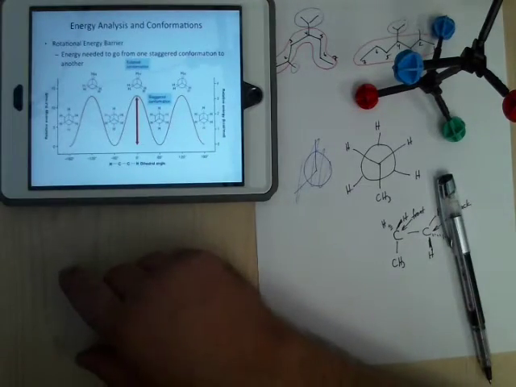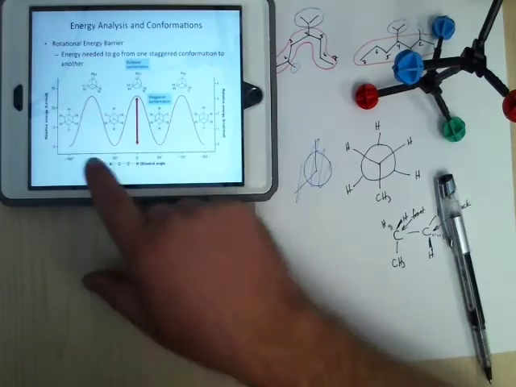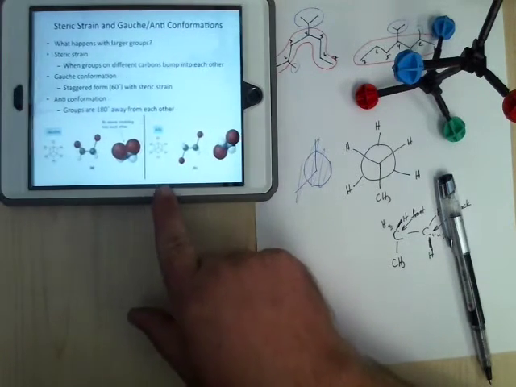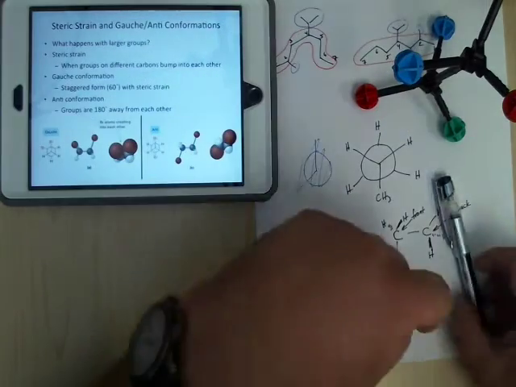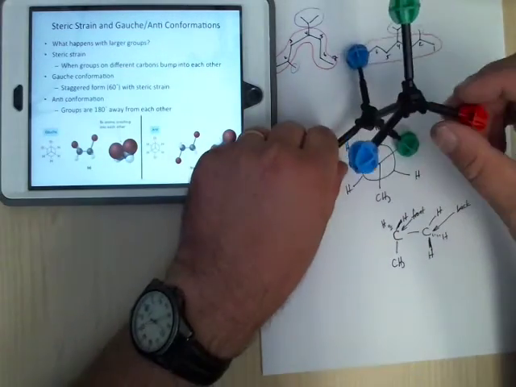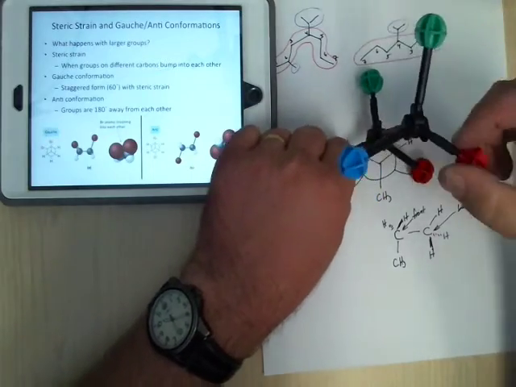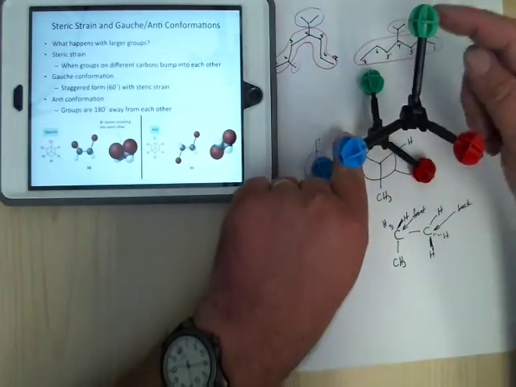Okay, and stuff like that. So that's going over here. And again, this is called the rotational energy barrier. Okay. Now, you can have groups other than hydrogen. So let's say these green ones here are, I don't know, chlorines, or I guess bromines here from this. Okay.